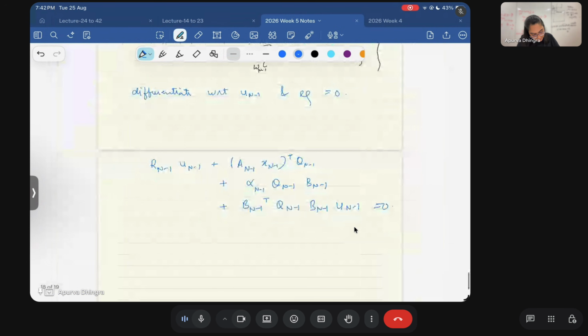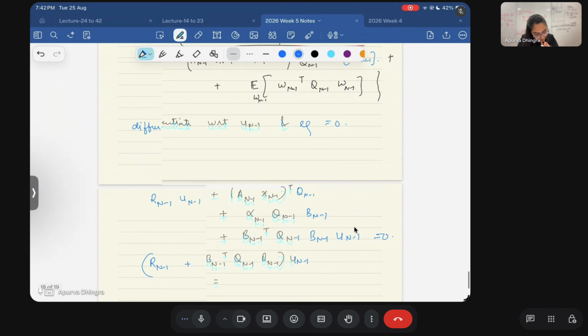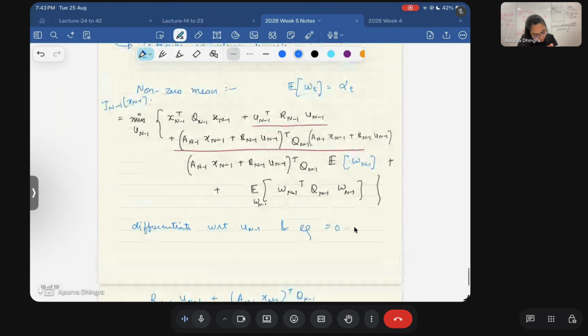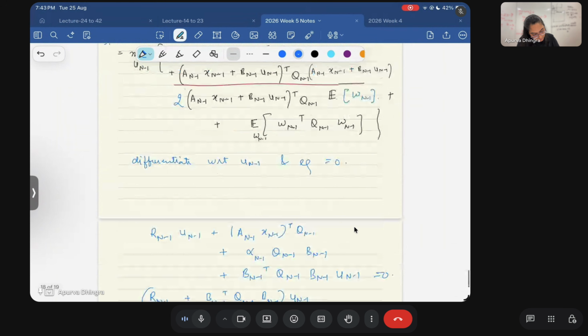So what exactly has changed here? Let's rewrite this. I'm just clubbing the terms that have un minus 1 together, and the terms that don't have it, I'm taking to the other side. Okay, there's a factor of 2 that I forgot to write here, right? That's why it looks so odd.